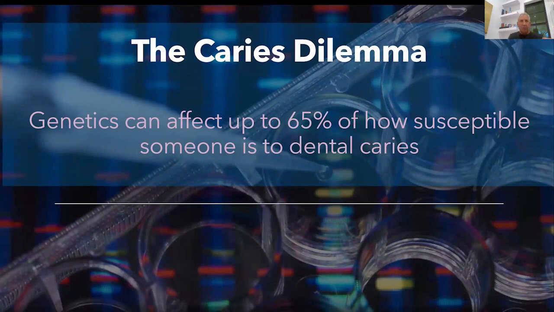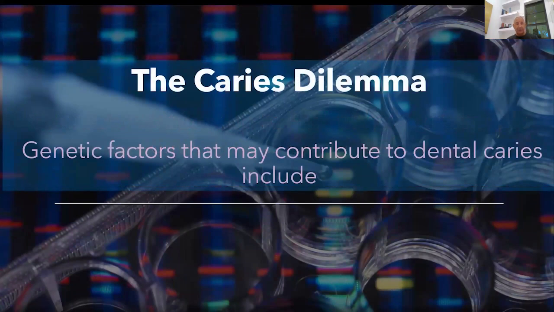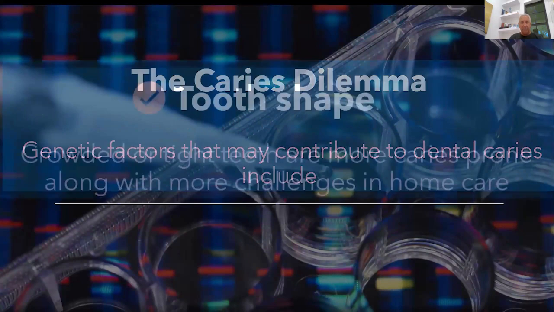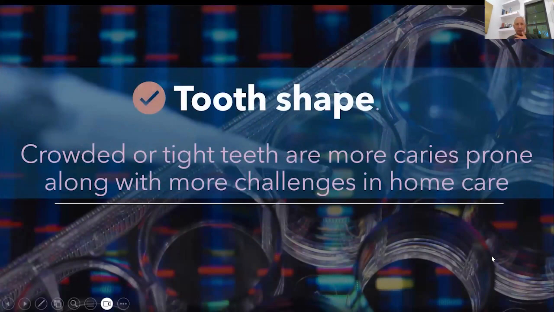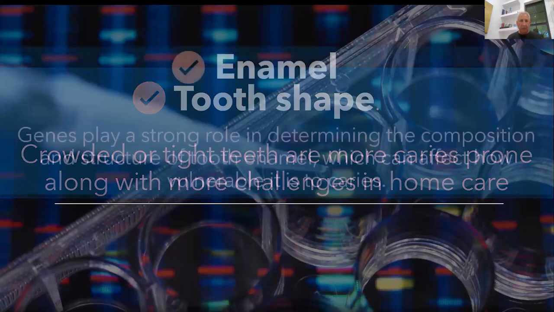the studies over these 100 years say that genetics can actually affect up to 65% of how susceptible someone is to dental caries. And these genetic factors that can contribute to dental caries include tooth shape. So if you have crowded or really tight teeth in a dentition, they're more caries prone. You know that. That's genetic. And there are more challenges to home care.